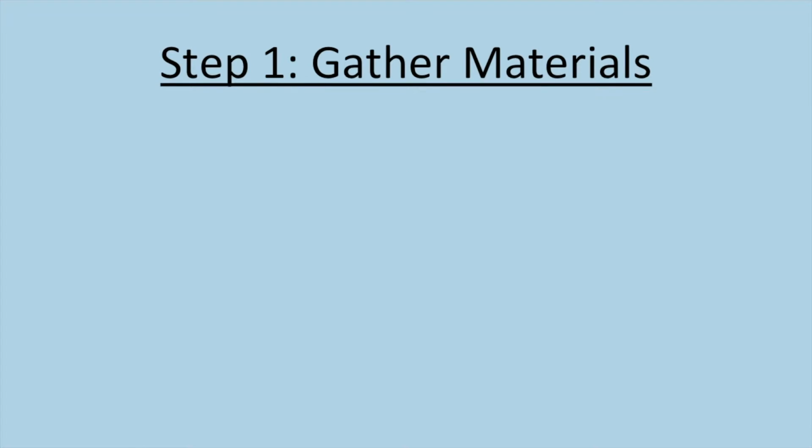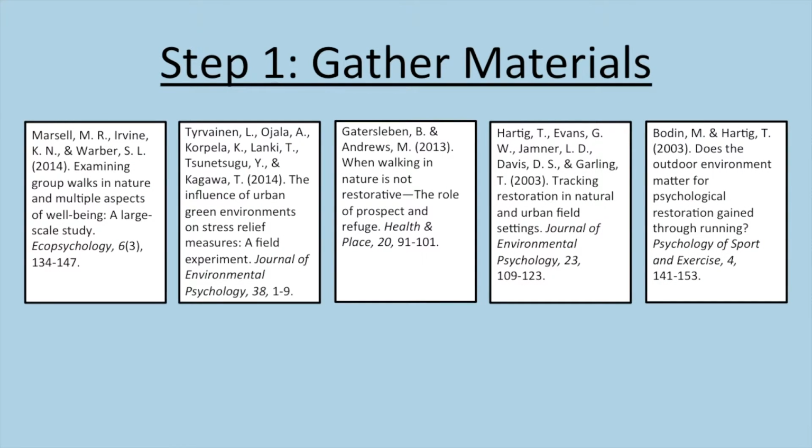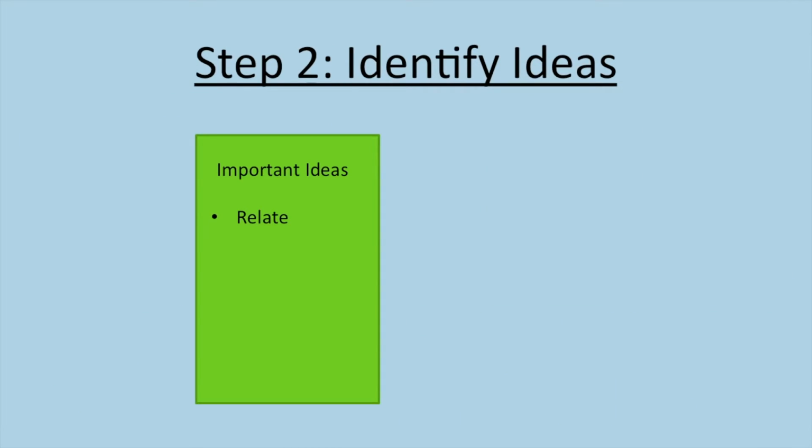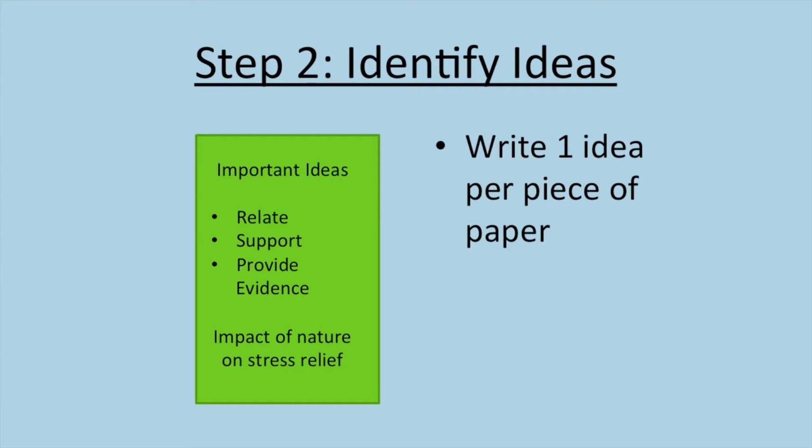Step 1 would involve gathering your articles, assigning them colors, and making 5 to 10 color-coded pieces of paper for each article. Step 2 would involve identifying important ideas that directly relate to, support, or provide evidence for the impact of spending time in nature on stress relief. You would write one idea per piece of paper and identify 5 to 10 ideas for each article.